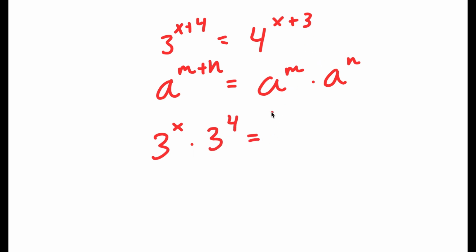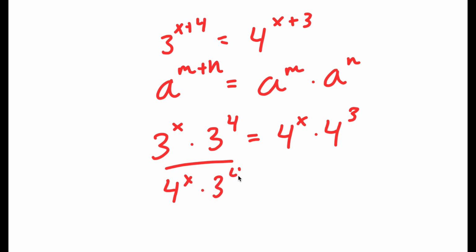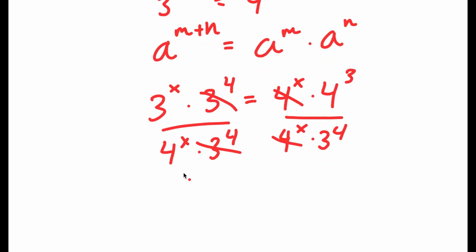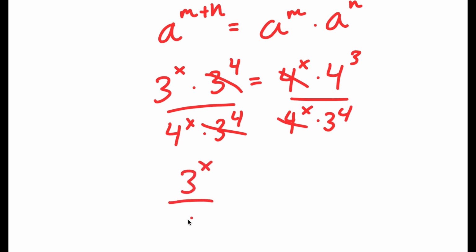And 4 to the power of x plus 3, that's going to equal 4 to the power of x times 4 to the power of 3. Now I'm going to divide both sides by 4 to the power of x times 3 to the power of 4. So then these two cancel out and these two cancel out. So now I'm left with 3 to the power of x over 4 to the power of x is equal to 4 to the power of 3 over 3 to the power of 4.